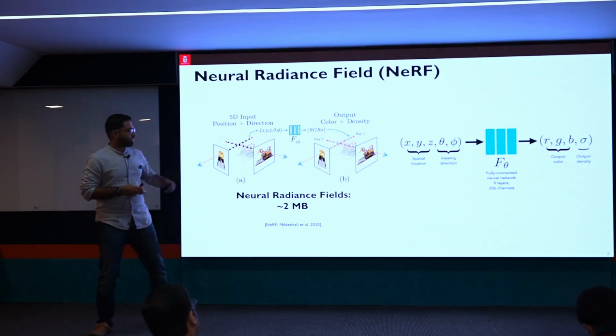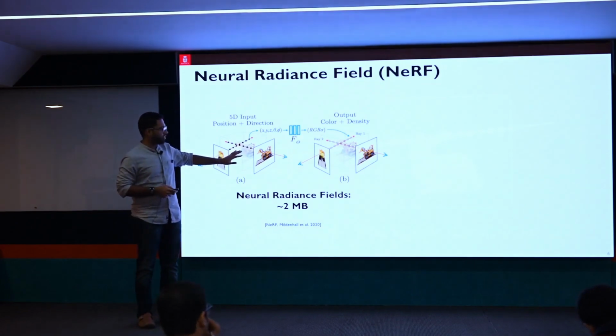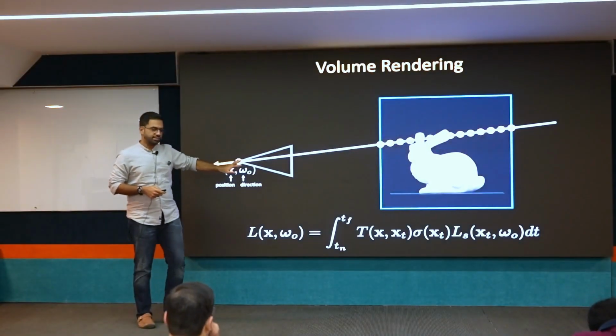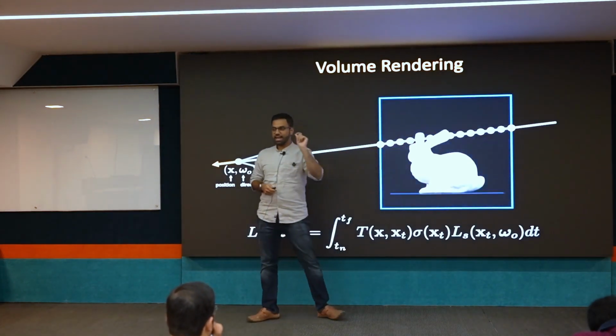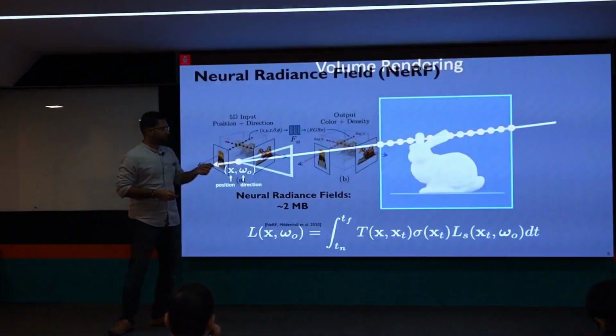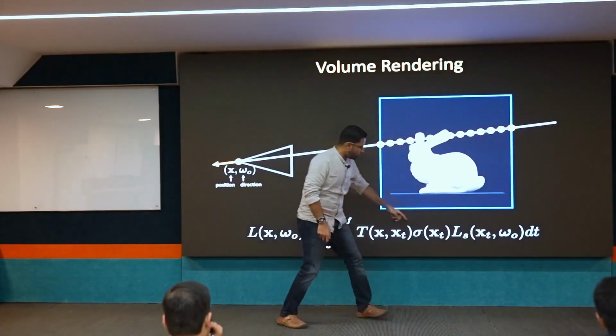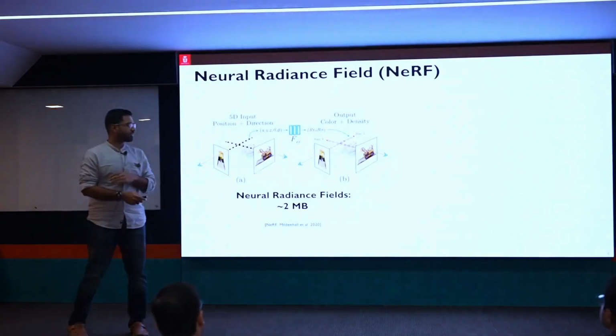So NeRF doesn't change volume rendering. You still do volume rendering like you would in the previous slide. All that it does is give us a way to encode the radiance field. It tells us that at this particular position, if I'm looking in a certain direction, I know what the value of the radiance should be, what the value of L_s should be. That's what NeRF gives us.